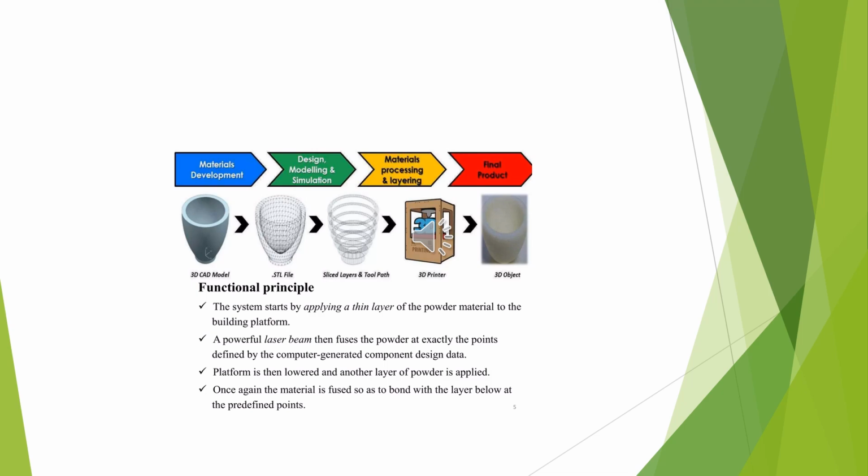The manufacturing process includes creation of a CAD model in CAD software, generation of an .stl file, generating sliced layers and toolpath in the simulation software, creating a 3D printed object using a 3D printing machine, and finishing of the final product.